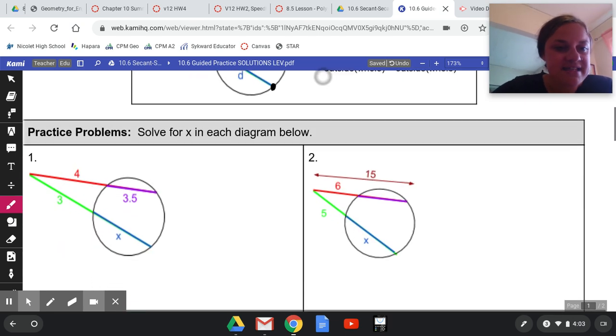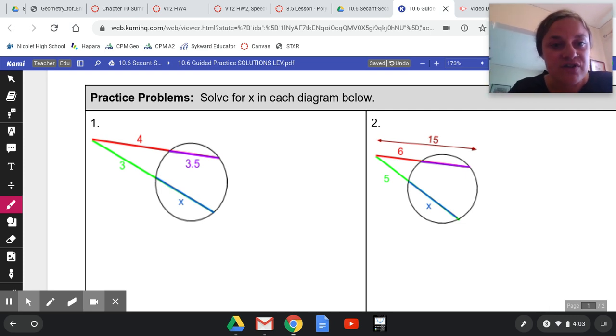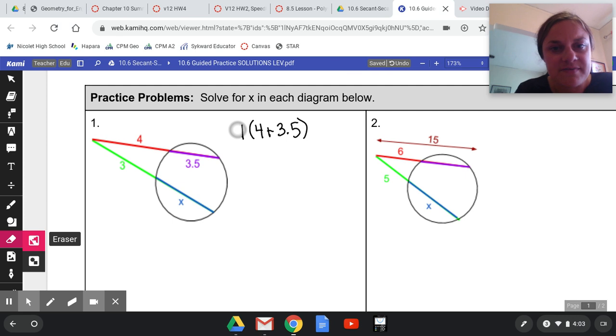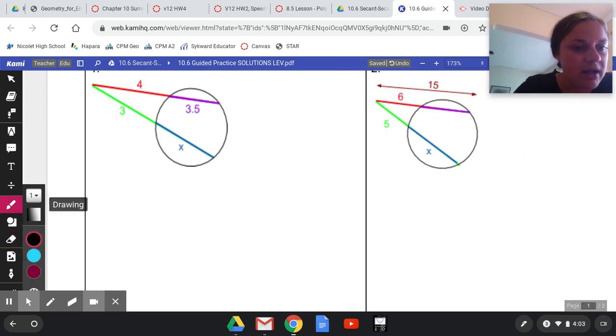So let's go through some examples and see what this looks like, all right? So first, I'm going to take a look at that top secant. So what's outside of the circle is 4. 4 is the red part. So 4 is the outside part times the whole part. I would do 4 plus the inside part. So 3.5. I do outside plus inside. And that has to be equal to, let me see, I don't have enough space, so I'm going to move my work down.